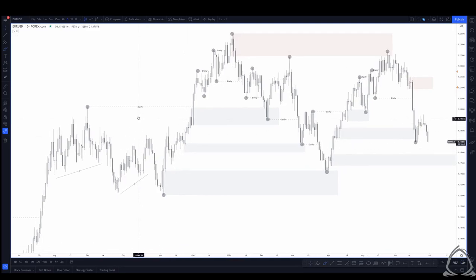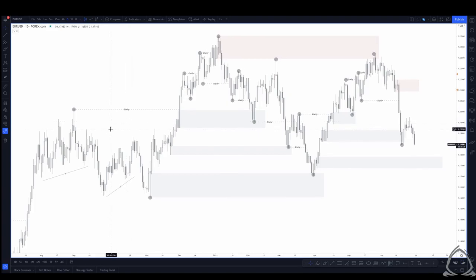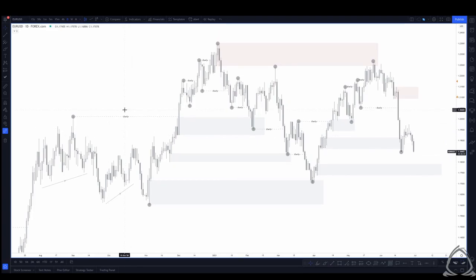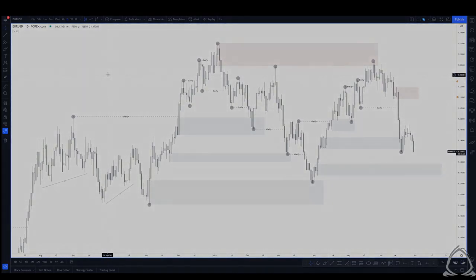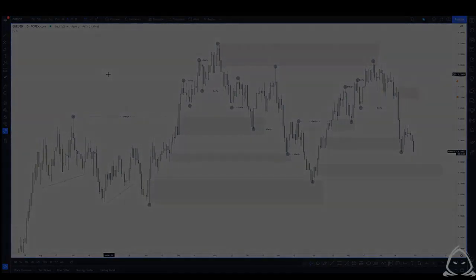So again, just a quick example on Euro US dollar. In the next video, we'll go through multi-time frame structure and how the relationship between, say, the daily, the 4-hour, and the 15-minute, and how the mapping of each time frame's market structure goes hand in hand.